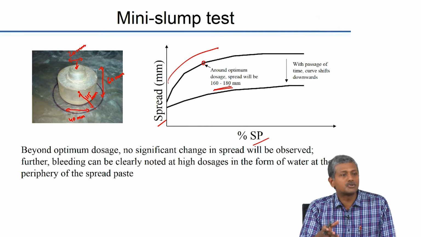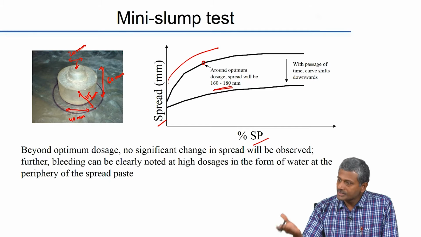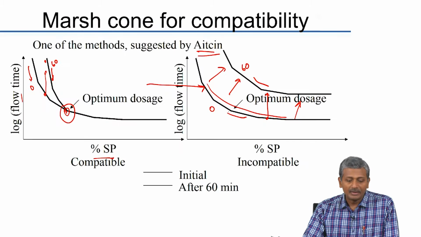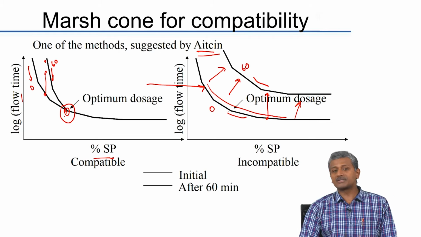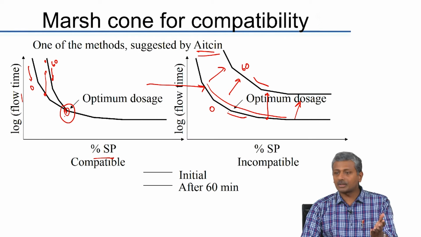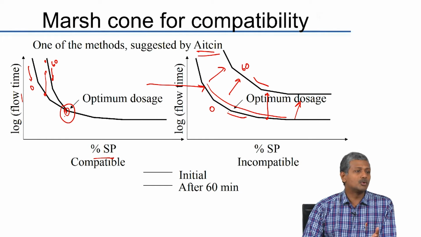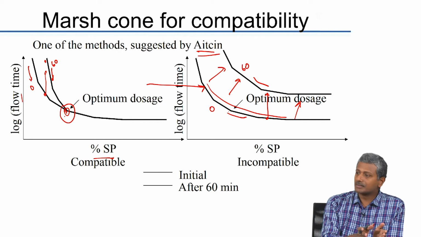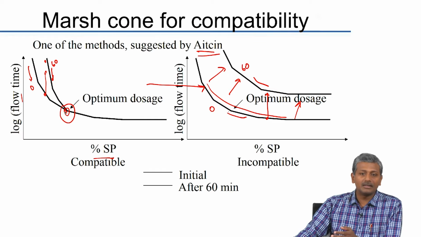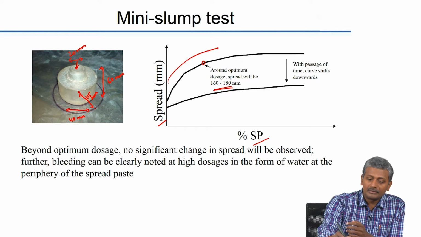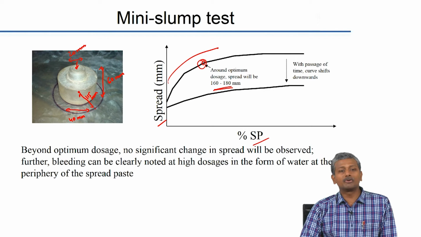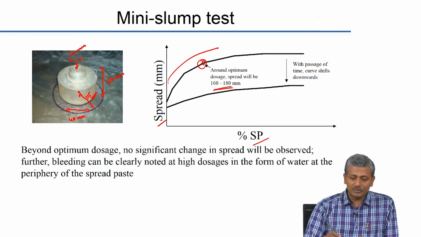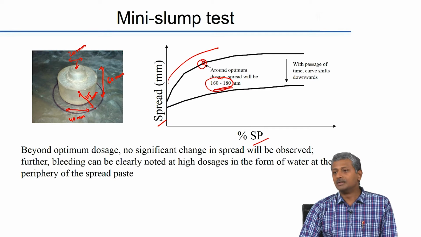Okay, this is where it helps to do a mini slump test alongside the Marsh cone test. We discussed yesterday that the optimum dosage that is determined from the Marsh cone test may not result in the exact fluidity that you desire in the concrete mix. Okay. However, when you use this Marsh cone test combined with the mini slump test and you check for the total amount of spread around optimum dosage, if that spread turns out to be about 160 to 180, you will probably get an optimized flowability in the concrete.